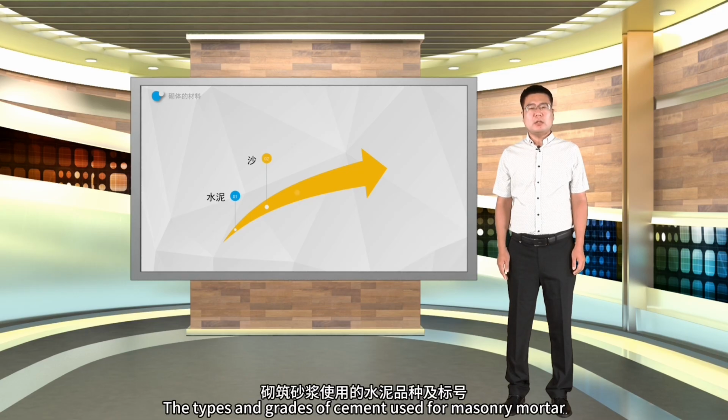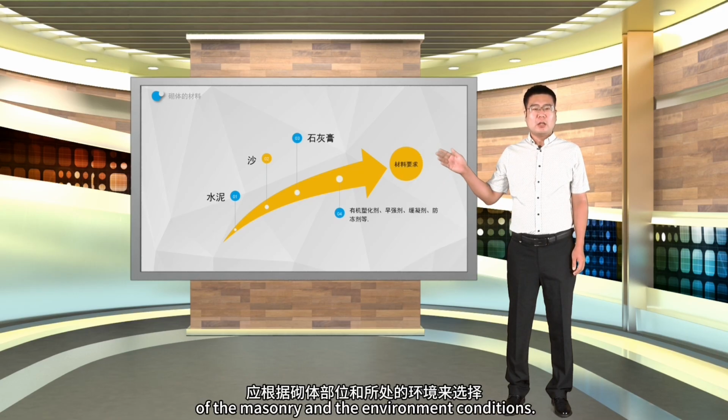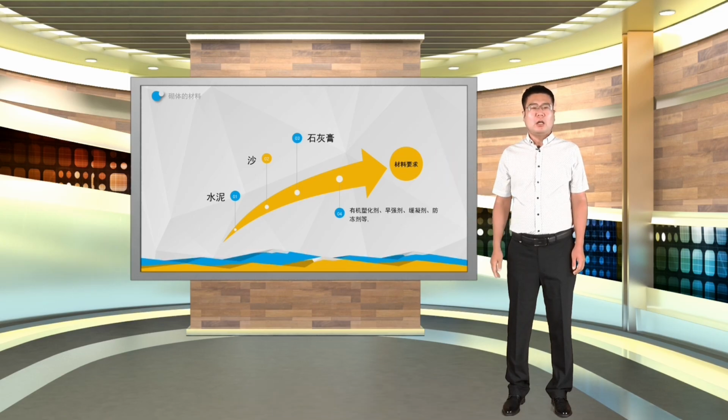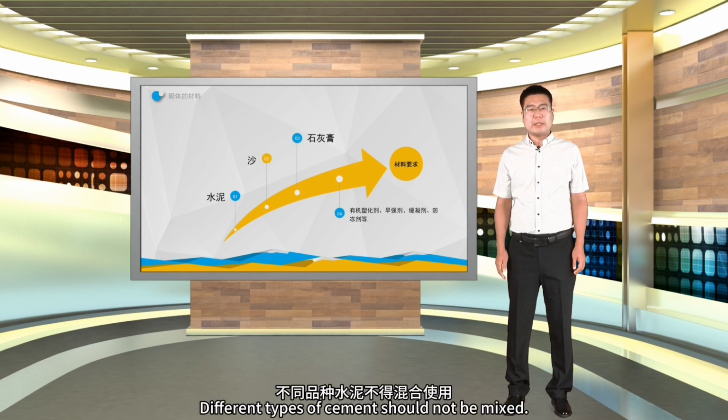The types and grades of cement used for masonry mortar shall be selected based on the location of the masonry and the environment conditions. Before being used on site, the cement shall be retested in batches for strength and soundness. Different types of cement should not be mixed.